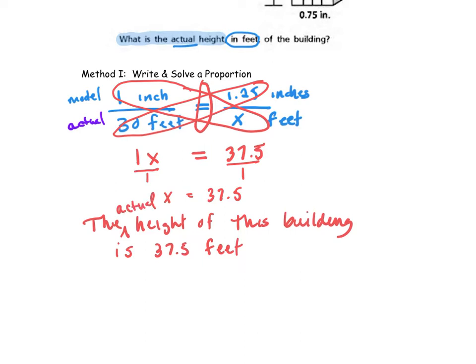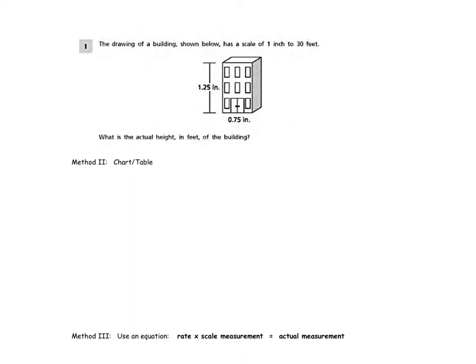So now let's go on to the second method. I want to use the same drawing so you can see what the answer is already. We're going to go through and see how we use other methods to find the same answer. Since this is the same drawing, we're going to use the same bit of information. We're given this scale. We're trying to find the actual height in feet. We're given this measurement as the scale measurement.